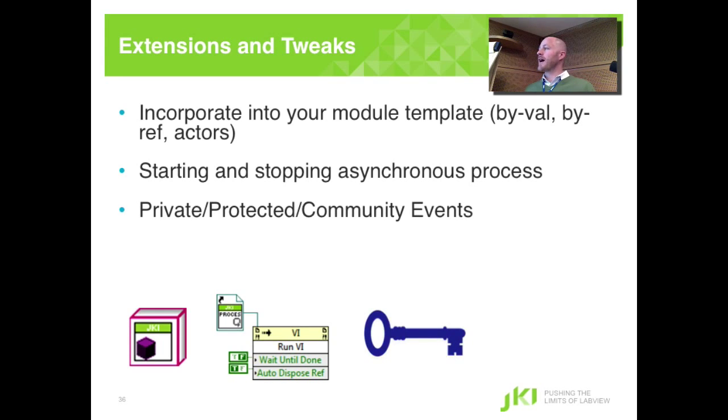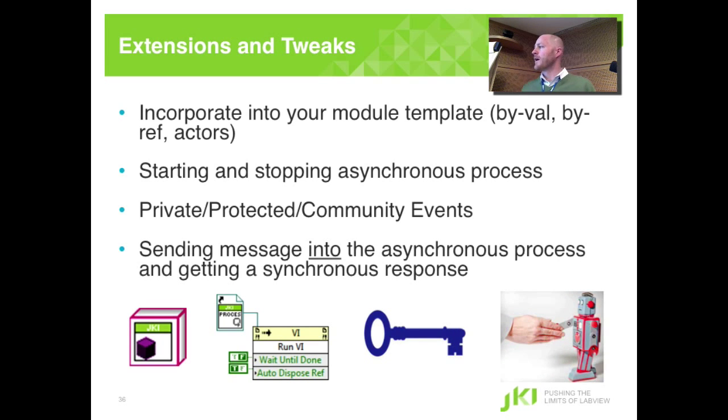You can also have private, protected, and community events, essentially by scoping your get events function. You can actually have a get private events, get protected events, get community events. We use private events a lot in our objects at JKI. And also sending messages into the asynchronous process.